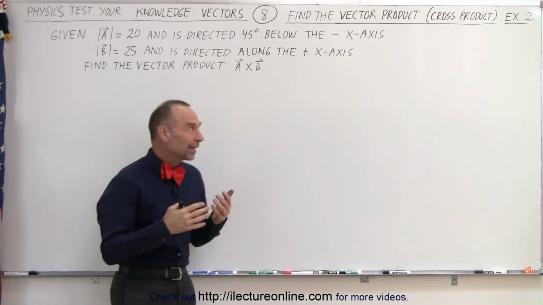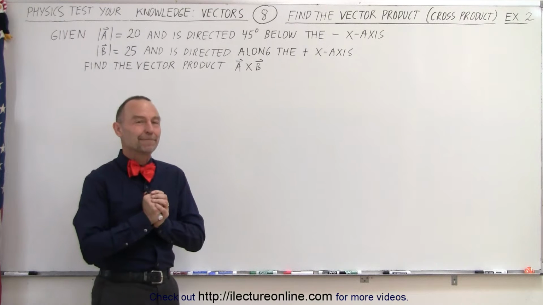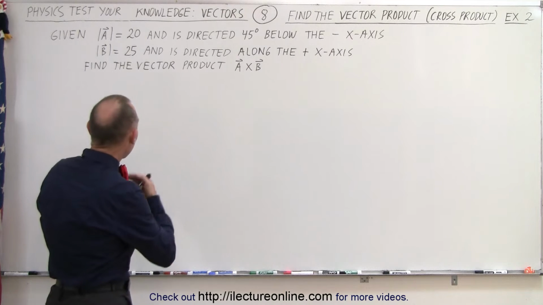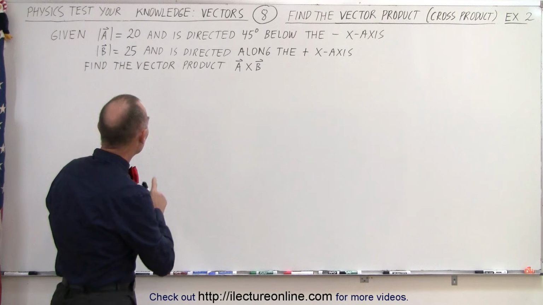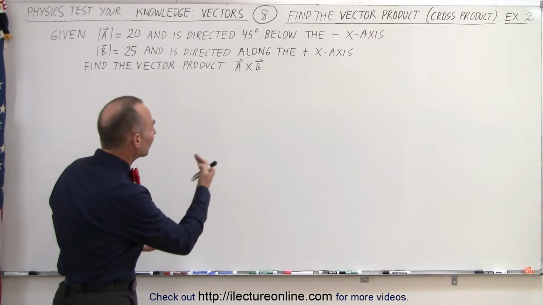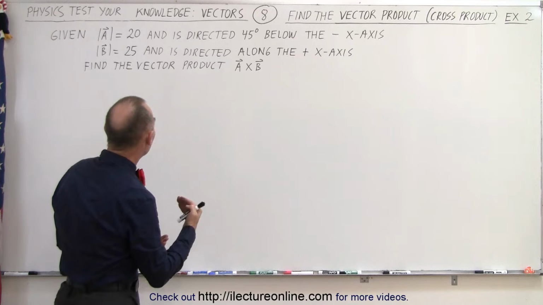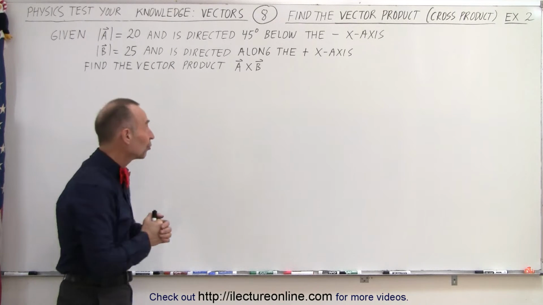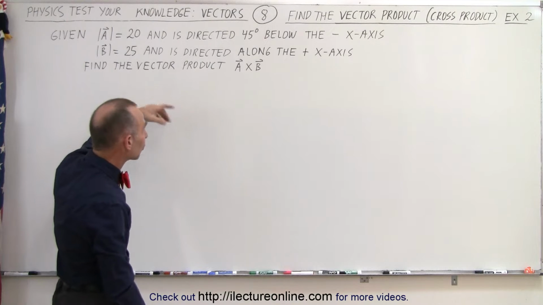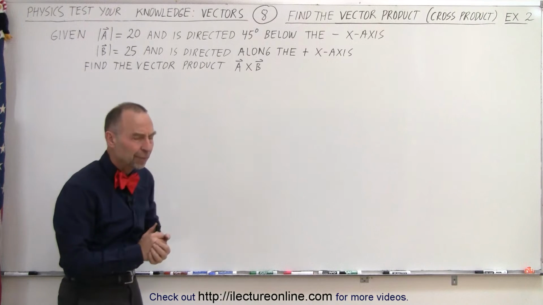Now here we have something that will make us think. Here we have two vectors, A and B, the magnitude of 20, the magnitude of 25. And notice that A is directed at 45 degrees below the negative x-axis, and B is directed along the positive x-axis, and we're supposed to find the vector product or the cross product A cross B.